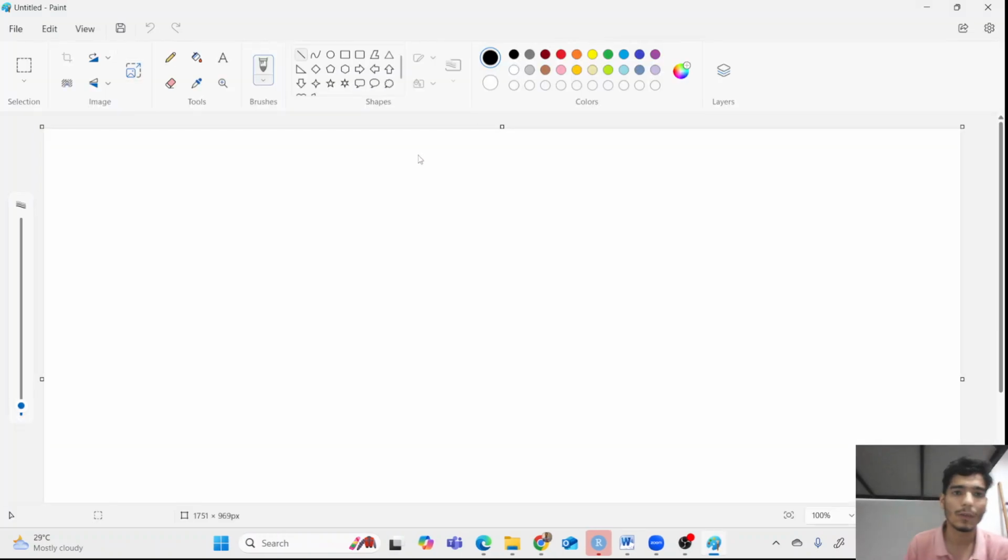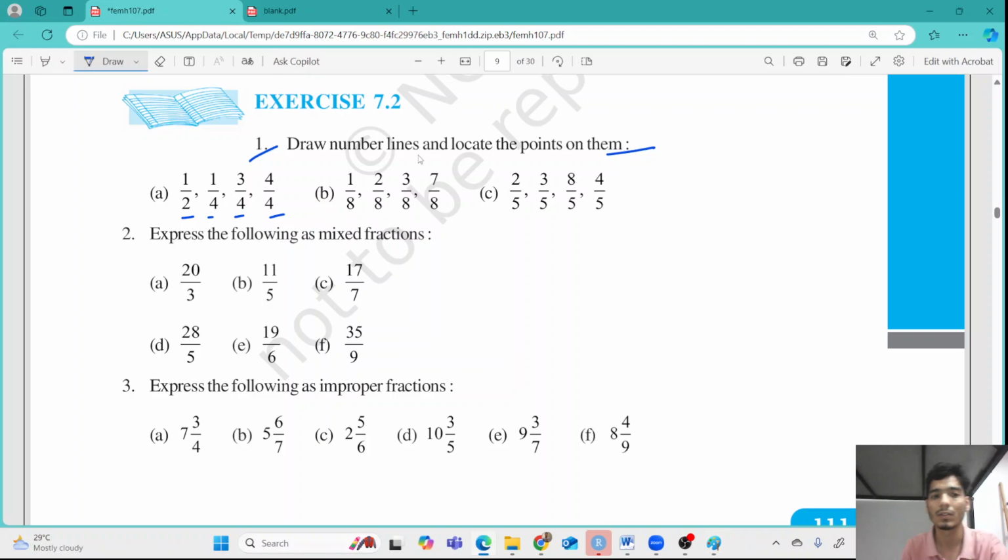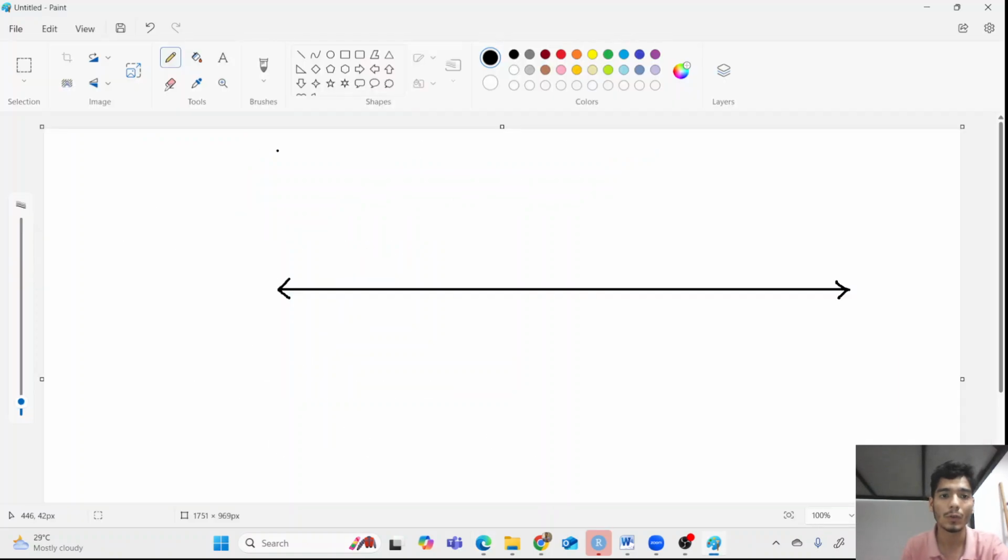So basically what you have to do is, first of all you have to draw a number line. इसमें arrows are important, which tells us that the number line is going up to infinity. Now we know that these all are proper fractions which they have asked us to make. इन लोग ने हमको proper fractions बनाने के लिए बोला है, जैसे 1/2, 1/4, 3/4 and 4/4.